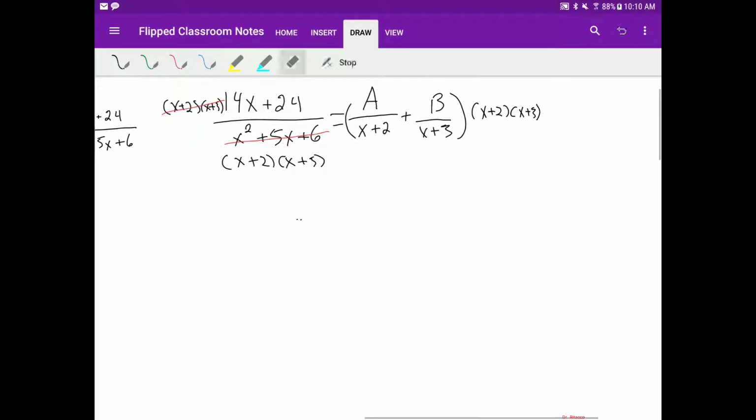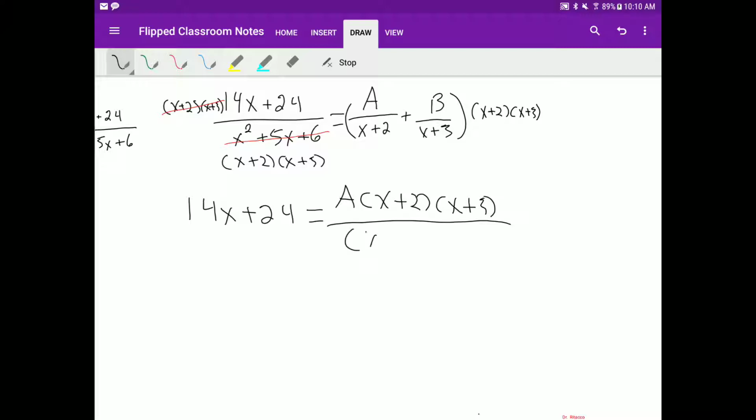Right, now we got a sum there, so we have to carry it through to both sides. This is where this process gets a little long. So on my left side, we're left with 14x plus 24. Now if I carry this through, it is equal to a times x plus 2, x plus 3 over x plus 2, plus b times x plus 2, x plus 3 over x plus 3.